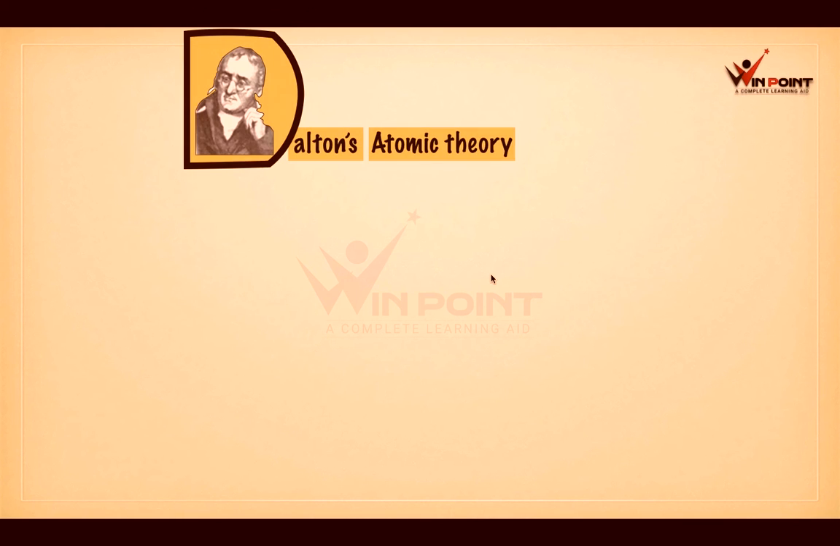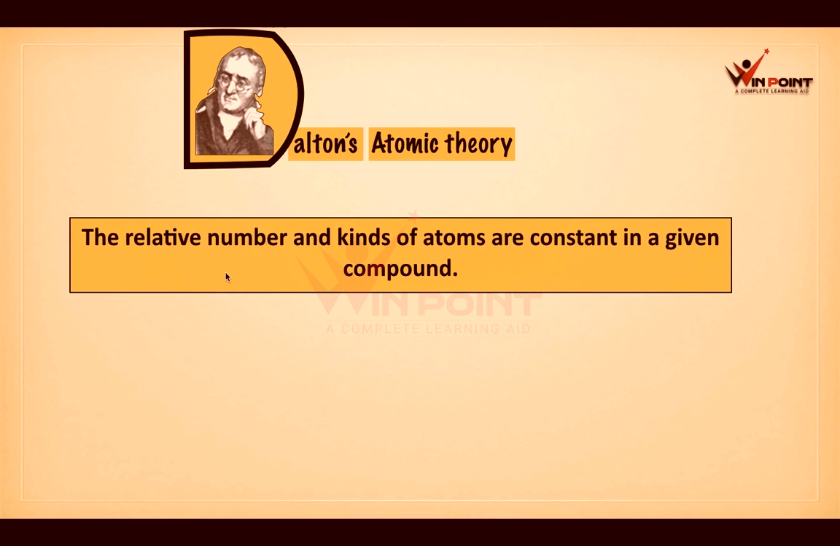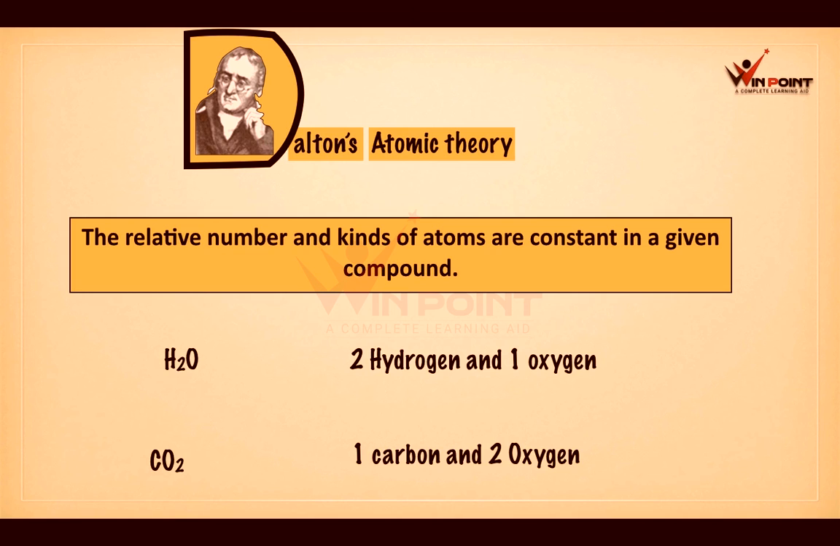Next point is the relative number of kinds of atoms are constant in a given compound. We are taking H2O. In H2O there are 2 hydrogen atoms and 1 oxygen atom. In carbon dioxide, CO2, there is 1 carbon and 2 oxygen. This number is a constant. To get water or carbon dioxide we need these many atoms. It is a constant value.